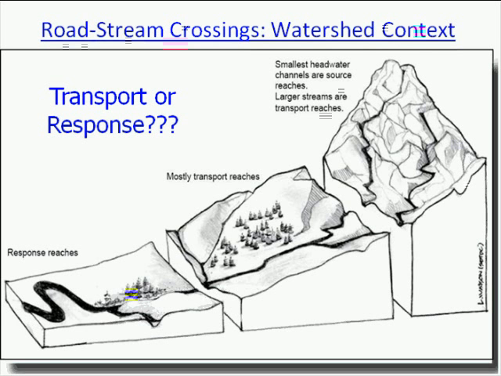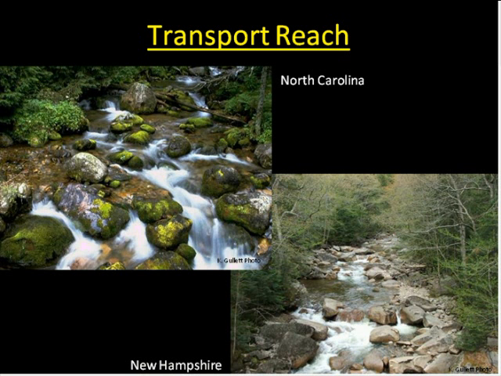Since the basic function of a river is to move water, sediment, and organic material downstream, we can classify the stream segment affected by a crossing as either a transport or response reach. Here's a good question to ask yourself the first time you visit a site. Is the main function of this reach to move material through it or to respond to the material delivered? So here's some examples of transport reaches in North Carolina and New Hampshire.